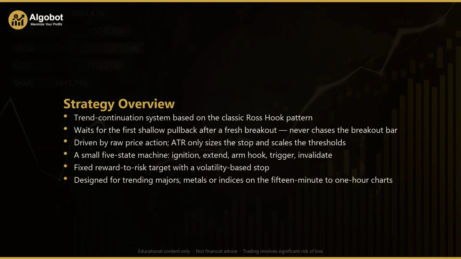Under the hood, this is a compact 5-state machine. It watches for ignition, tracks the impulse as it extends, arms the hook on the first failure to extend, triggers an entry when price breaks back through the hook level, and invalidates the setup if the pullback drags on too long or retraces too deeply. We'll unpack each of those in detail shortly.